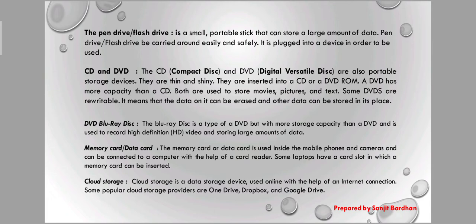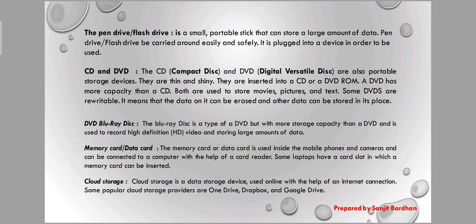One is missing: Blu-ray discs. The Blu-ray disc is a type of DVD also. This is a DVD called Blu-ray disc with more storage capacity than a DVD. It is used to record high definition HD videos and store a large amount of data. That means it can store high definition videos.